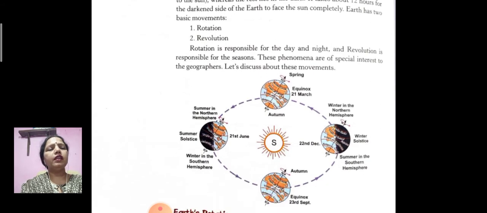Now here you can see the picture of the movement. Here is spring, 21st March, equinox. Winter in the northern hemisphere, winter solstice, summer in the southern hemisphere, autumn, 23rd September, equinox, and now winter in the southern hemisphere, summer solstice 21st June, and summer in the northern hemisphere. So this is the revolution and rotation.